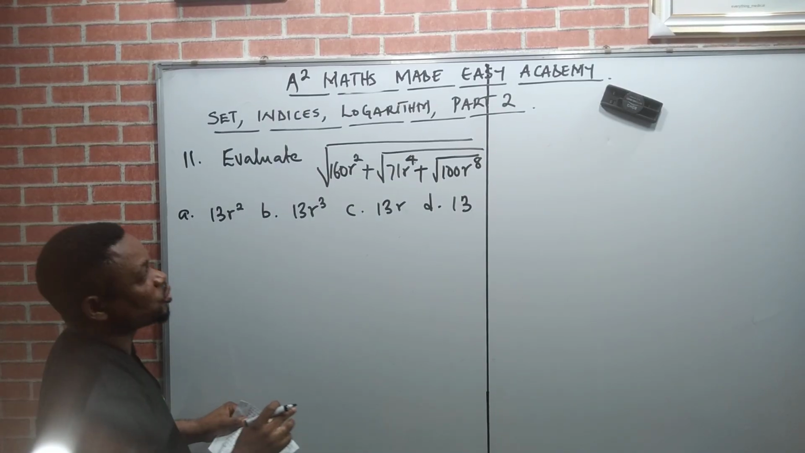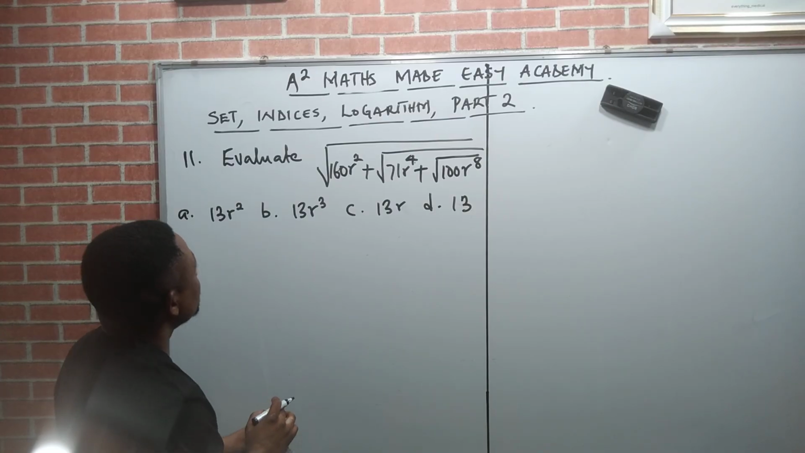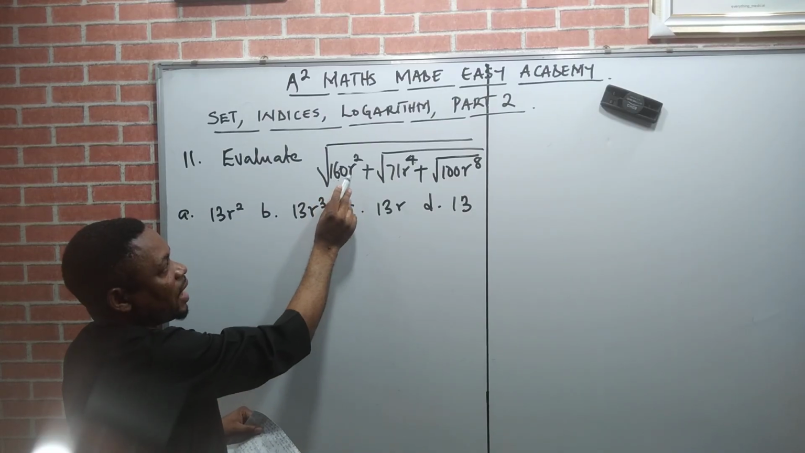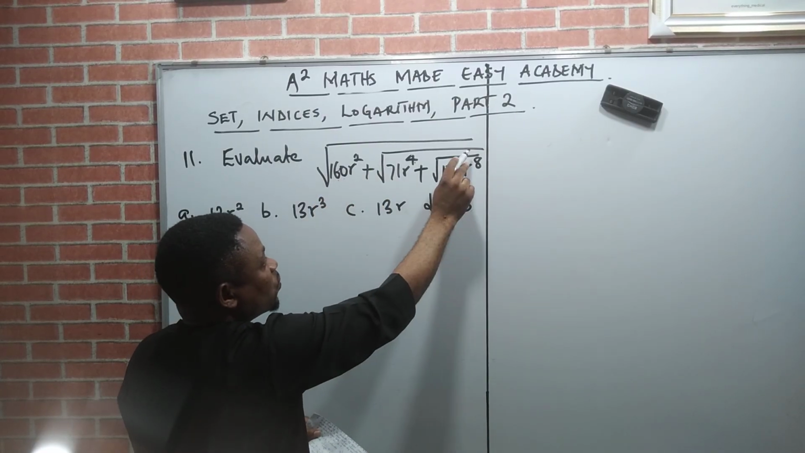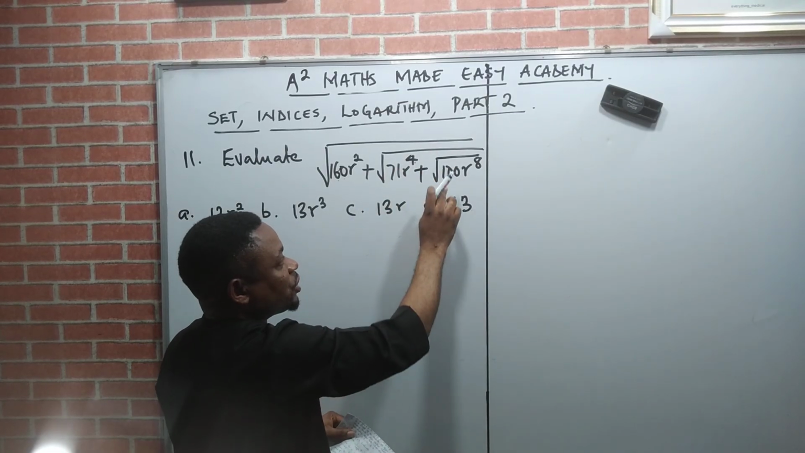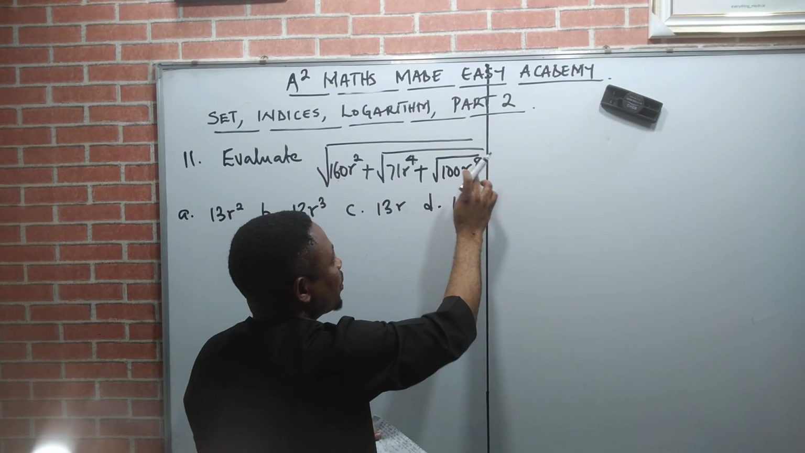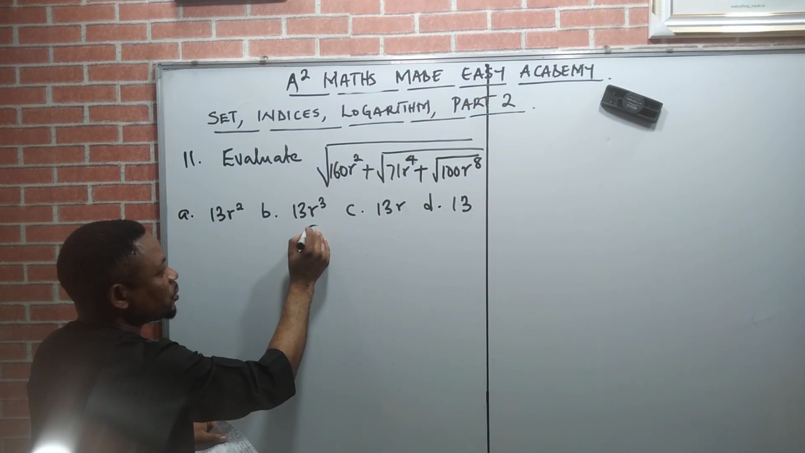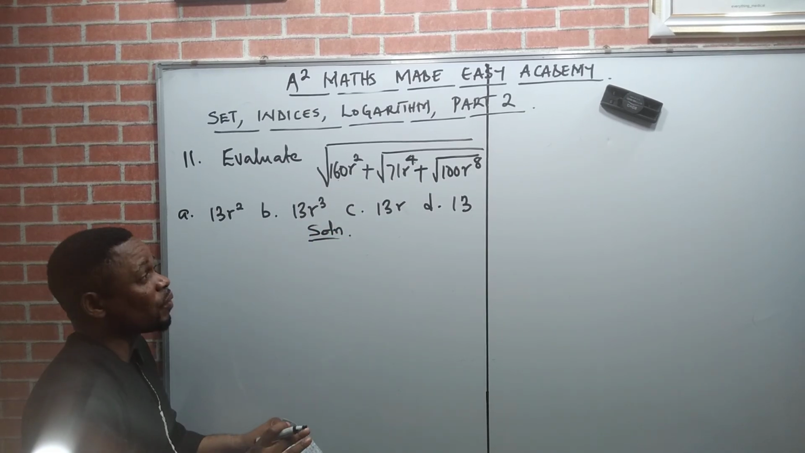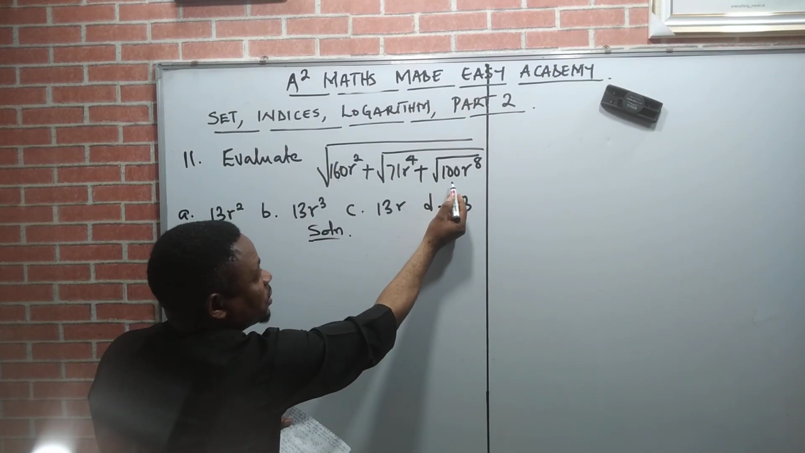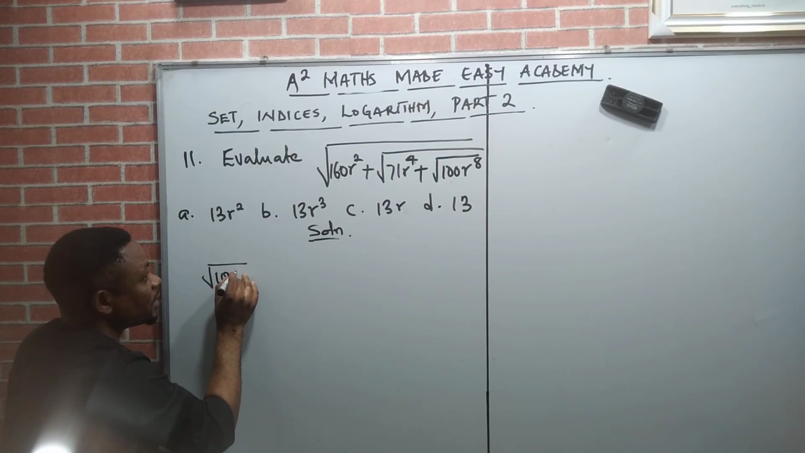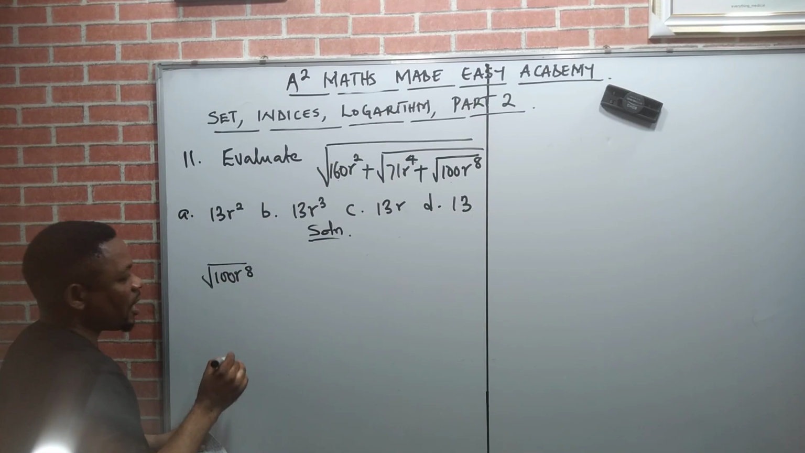This is a question that has to do with multiple square roots. We should evaluate the square root of 160r squared plus the square root of 71r raised to power 4 plus the last square root, which is the square root of 100r raised to the power of 8. When you see this kind of question, the first thing to do is start with the smaller square root, which is this particular one. So I'm going to start with the square root of 100r raised to the power of 8. Are you with me now?